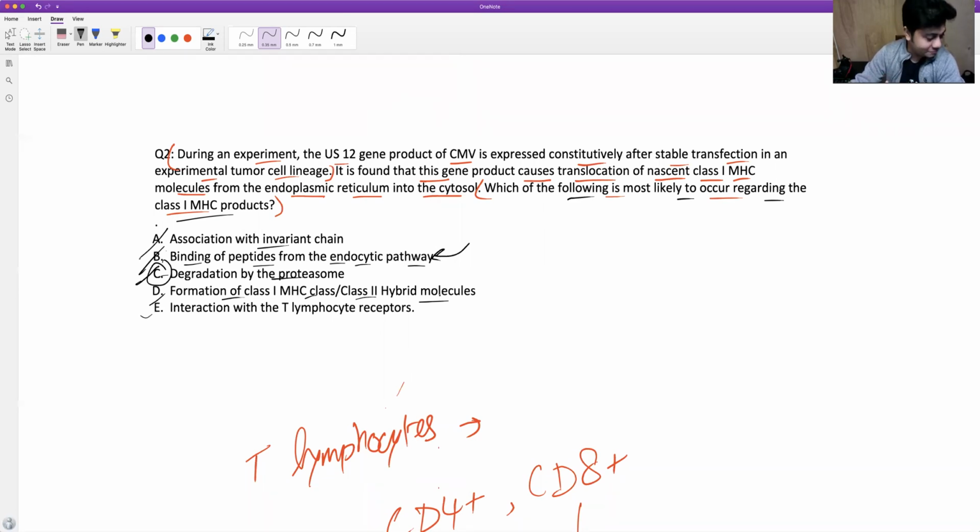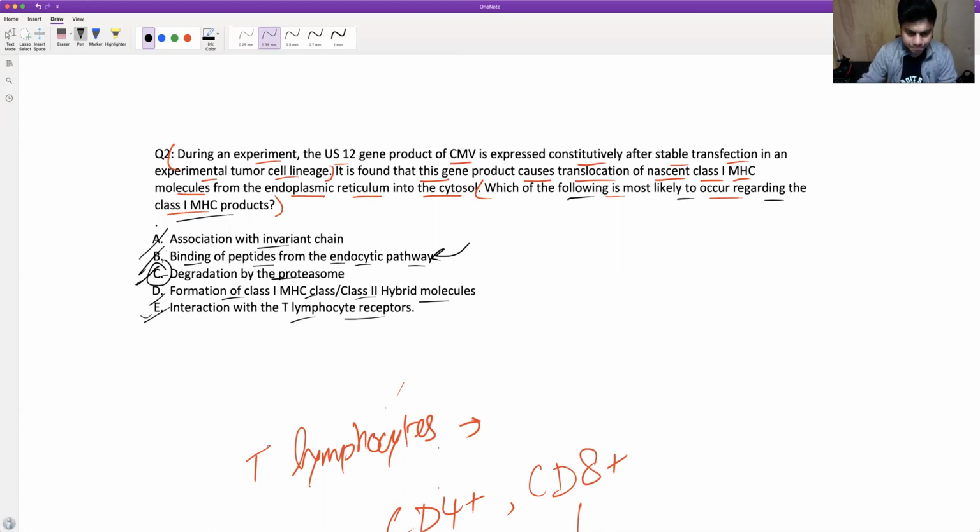Even if something like that happens, it is beyond the scope of our discussion for Step 1. That MHC class 1 and class 2 are combining to produce some hybrid, we don't know it. Just skip. Option E, interaction with the T lymphocyte receptors.